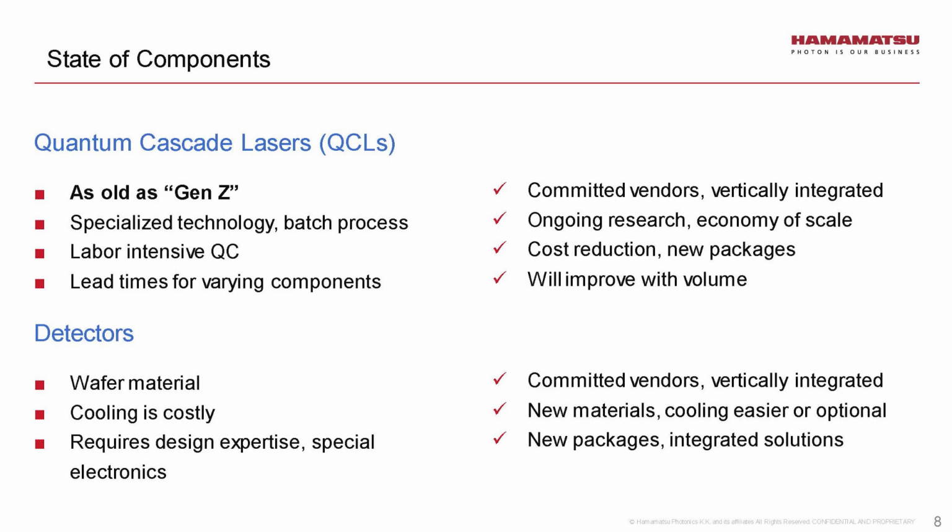They are made in a batch process, a very specialized technology. However, there are committed vendors that are vertically integrated, like Hamamatsu, that are ready to take on higher volumes. Bringing the cost down and the complexity down will come with volume. The same goes for the detectors. Detector material isn't like in the visible, where you usually just use silicon. It requires a lot of special materials like mercury cadmium telluride, indium arsenide, and indium antimonide. So there are some concerns about the wafer material. Sometimes it needs to be cooled. Creating these types of systems requires a whole lot of expertise. But again, there is a whole bunch of committed vendors who are vertically integrated to take on new challenges.